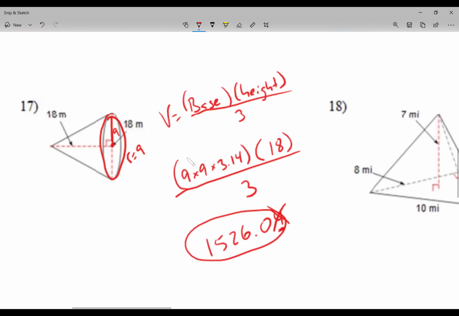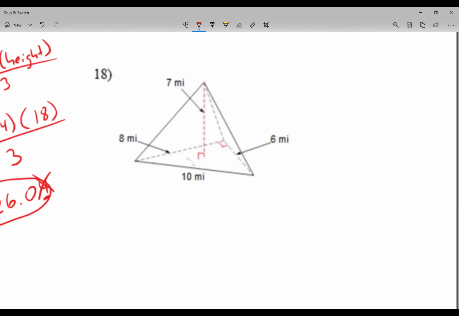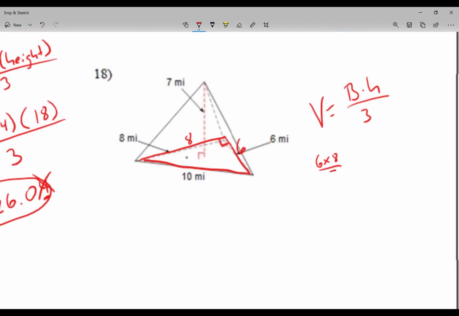Lastly, let's take a look at number 18. The volume is going to be the area of the base times the height divided by 3. The base I can see is a triangle. See here at the bottom. My two numbers that make the 90 degrees are 6 and 8. So I remember the area of a triangle. First, I have to go 6 times 8 divided by 2. Because 6 times 8 gives me a rectangle, but I divide it by 2 because a triangle is half of a rectangle.